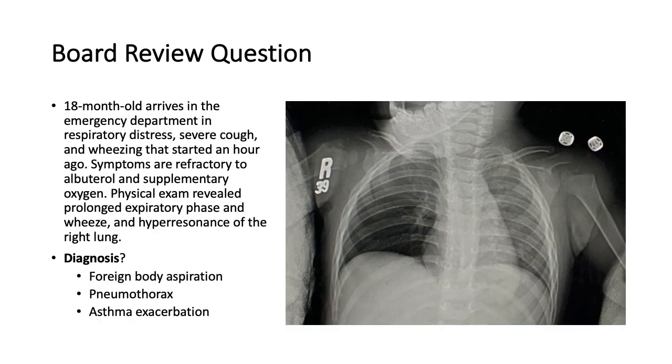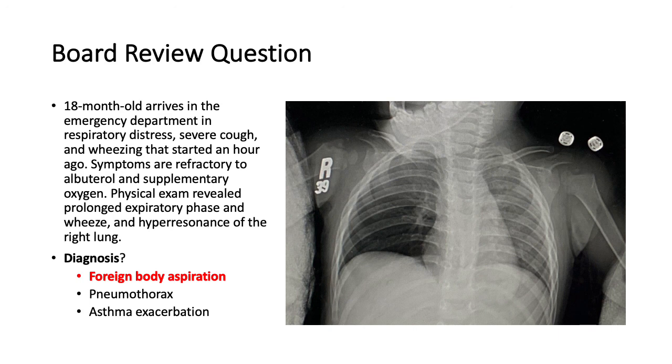Next question. We have an 18-month-old patient who arrives in the ED in respiratory distress with severe coughing and wheezing starting an hour ago. These symptoms are refractory to albuterol and supplementary oxygen. Physical exam revealed prolonged expiratory phase and wheezing, as well as hyperresonance of the right lung. What is the diagnosis of this patient?